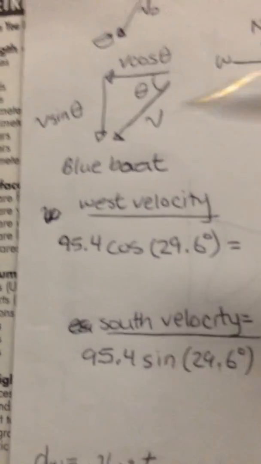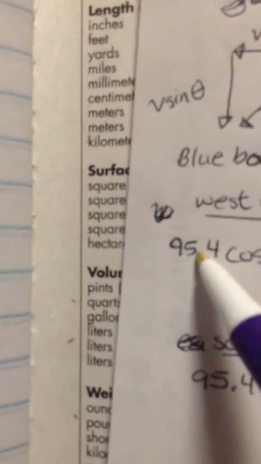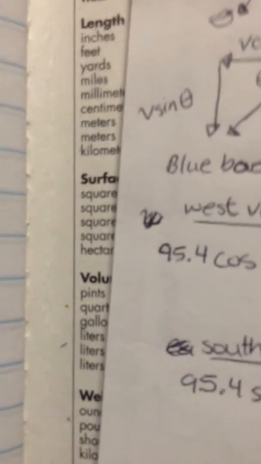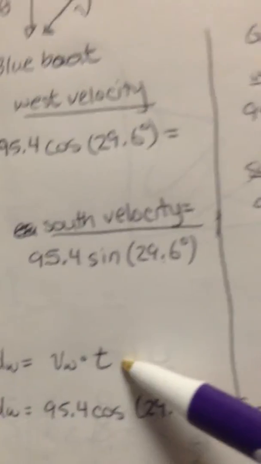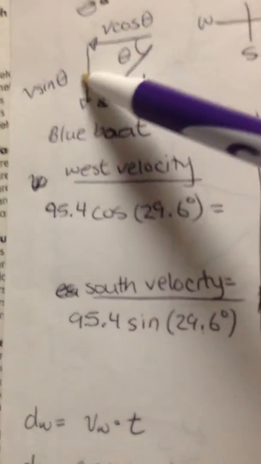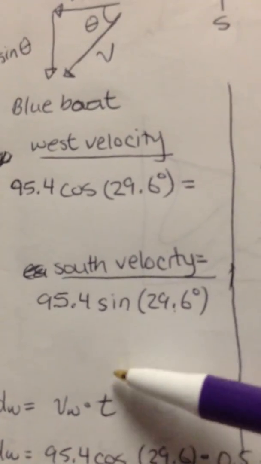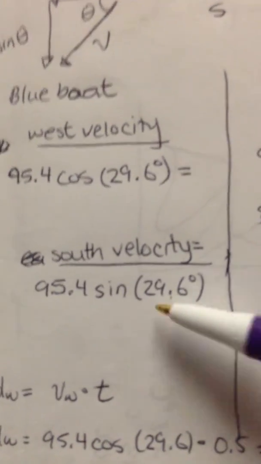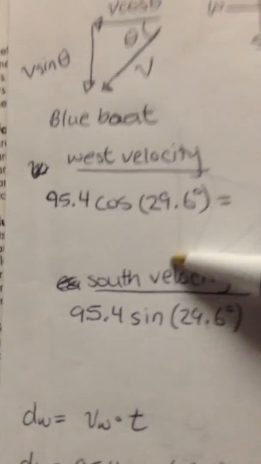Now let's just talk about the blue boat. The blue boat's west velocity, as in the x direction velocity, is the initial velocity times the cosine of theta. So in this case, it's going to be 95.4 times cosine of 29.6. In the south direction, as I said earlier, it's velocity times sine theta, so it's 95.4 times sine of 29.6. Just put this in your calculator, and make sure it's in degrees.